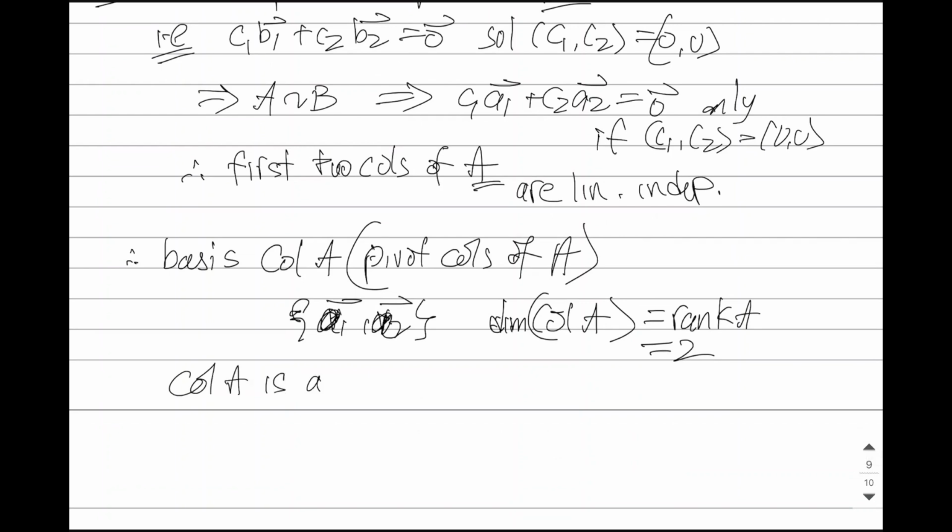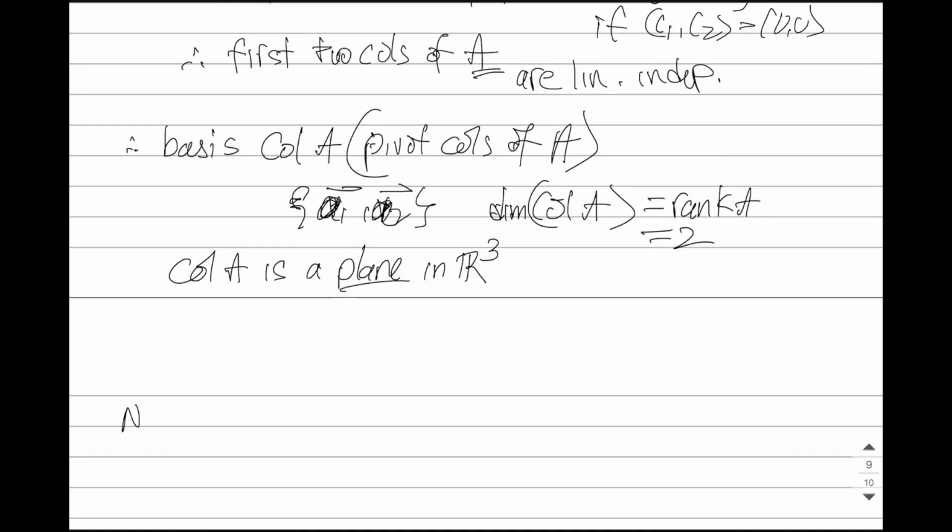The column space of A is a plane in R3. These 5 columns of the matrix A form a plane. You don't need those 5 vectors. Only 2 of them have pivots. 3 of the vectors are just dependent on the other ones.